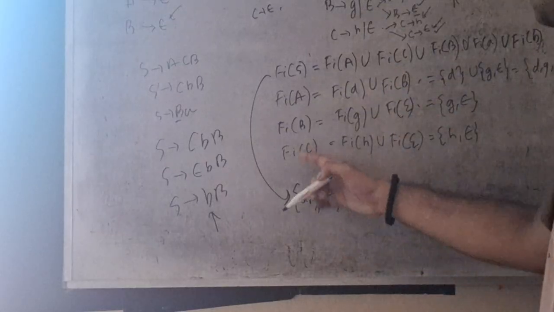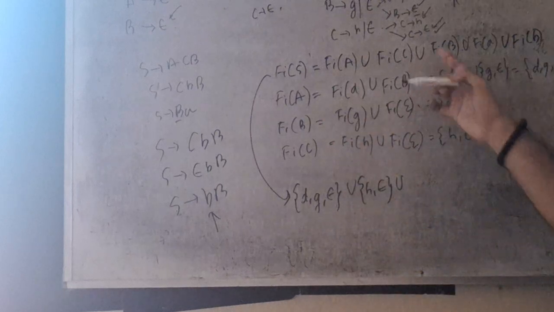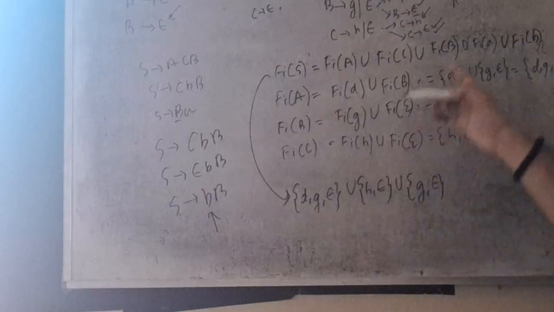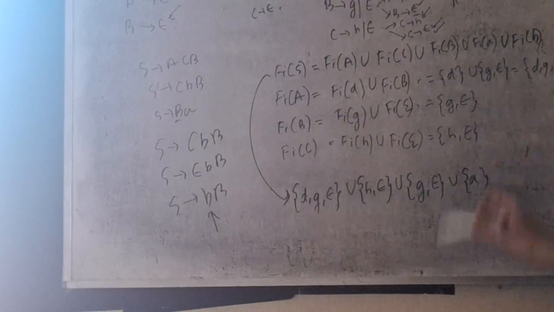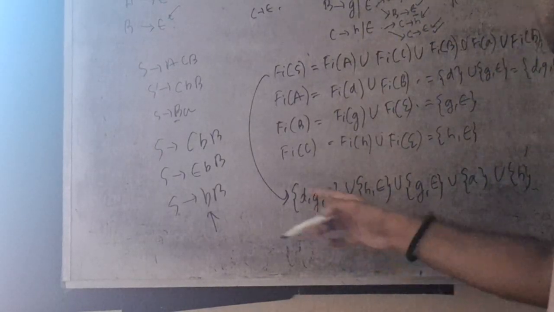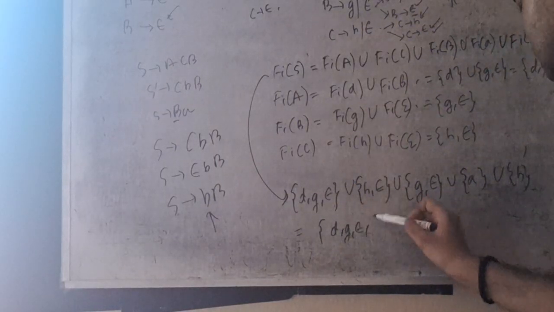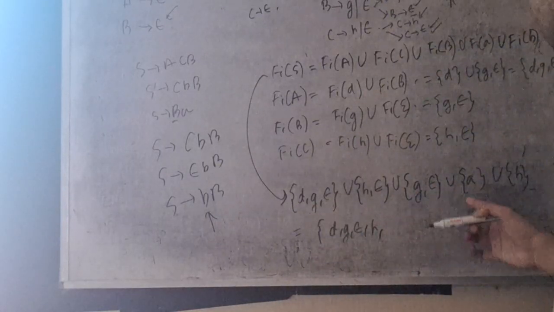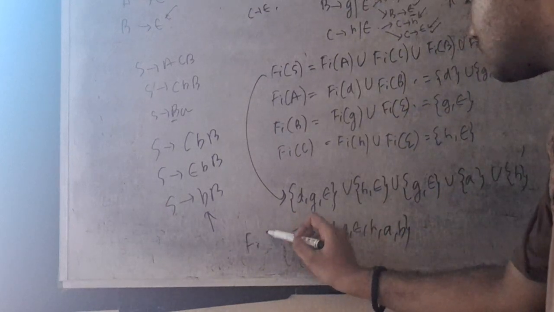Union. What is first of capital C? First of capital C is H and null. Union. What is first of capital B? First of capital B is nothing but G and null. Next, first of small a is small a only. Union. First of small b will also be small b only. So if I do the union of all this, what will I get? D, G, null, H. Null won't be used again because we are taking the union. Next G, null, no worries, a and b. So this is basically the first of S.